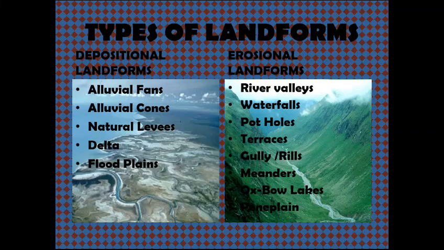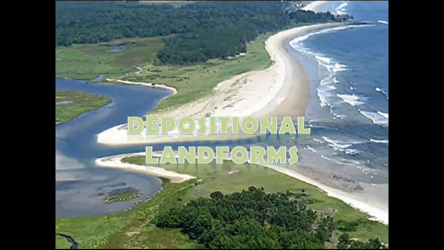There are two types of landforms formed by the rivers. First is depositional landforms and next is the erosional landforms. Under depositional we have alluvial fans, alluvial cones, natural levees, delta and floodplains. And under erosional landforms we have river valleys, waterfalls, potholes, terraces, gully or rills, meanders, oxbow lakes and peneplain. First we will discuss depositional landforms.